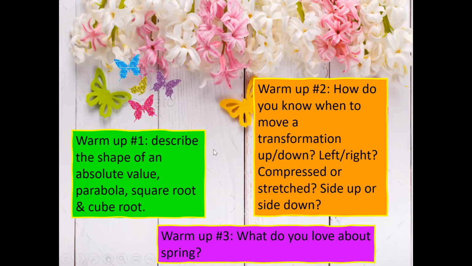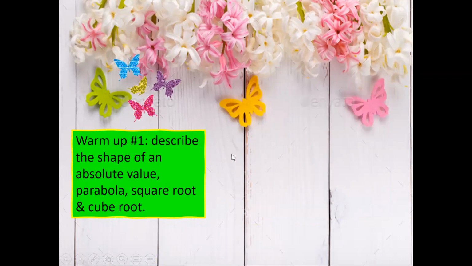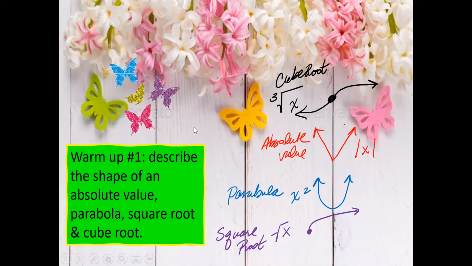All right, so for question number 1, I asked you guys to describe the shape of an absolute value, parabola, square root, and cube root. So it's kind of like a review of graphing radicals. And then some of the things that you should have drawn should look like this specifically.